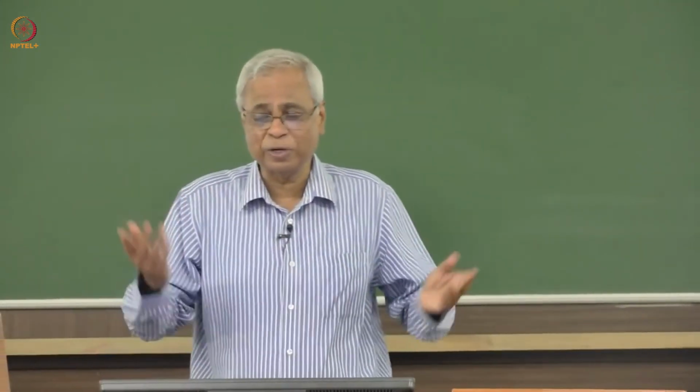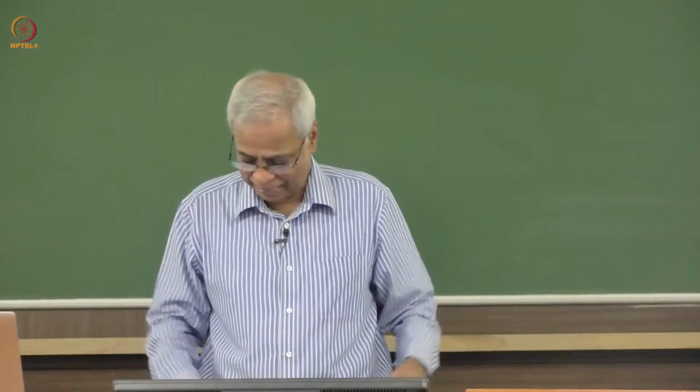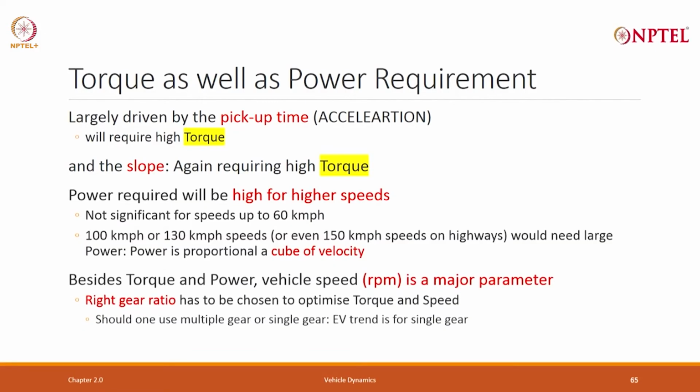So, correspondingly your energy requirement will also go up, the battery size will go up. Besides torque and power, the other critical thing one has to worry about is RPM, because RPM will give you the speed at which you can go. You can design for power and torque to go to 150 kilometers per hour. If your RPM does not allow you to go to 150 kilometers per hour, what is the use?